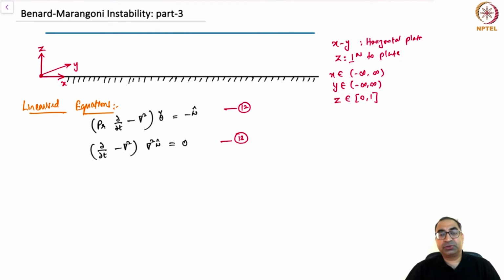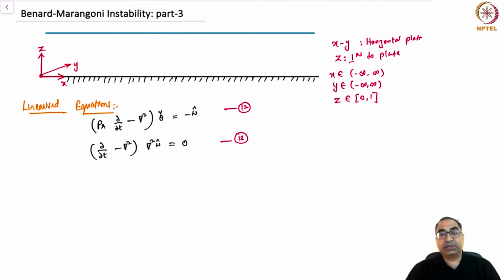The domain is also shown in terms of non-dimensional variables x, y, and z, where x and y are the horizontal coordinates, and the x and y plane is parallel to the bottom surface, and x and y also go from minus infinity to plus infinity. But in the vertical direction, the non-dimensional variable z goes from 0 to 1.